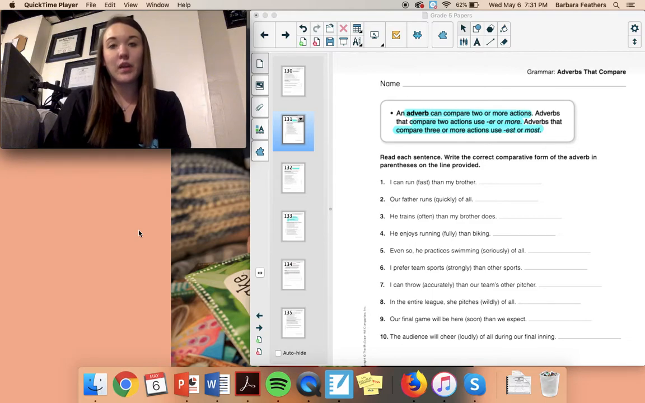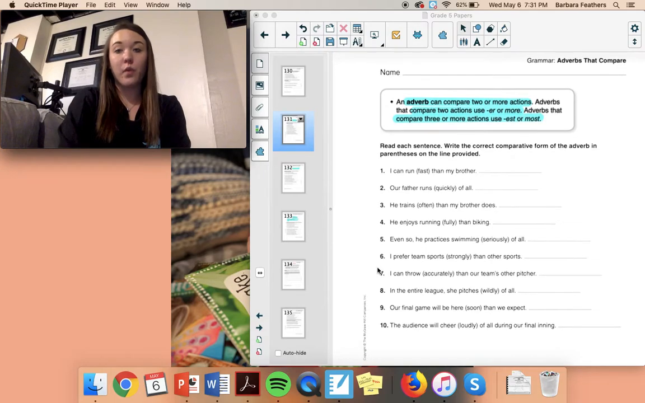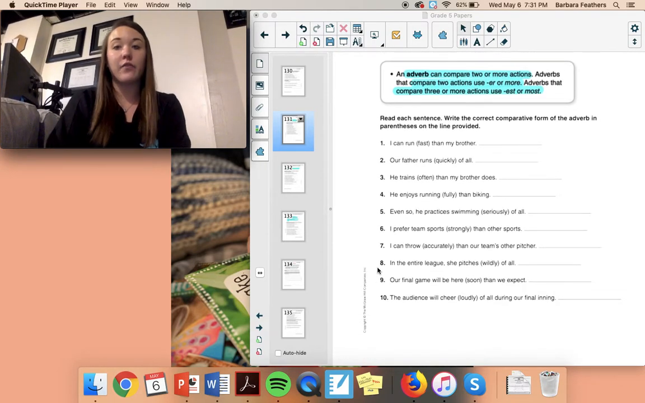I'm going to go over your last grammar pages of the year. They are pages 131 to 134, and we are focusing on adverbs that compare. On page 131, the box tells us that an adverb can compare two or more actions. Adverbs that compare two actions use ER or more. Adverbs that compare three or more actions use EST or most.